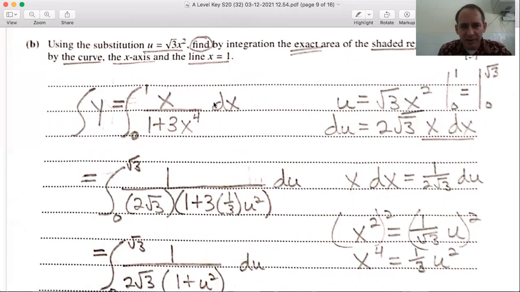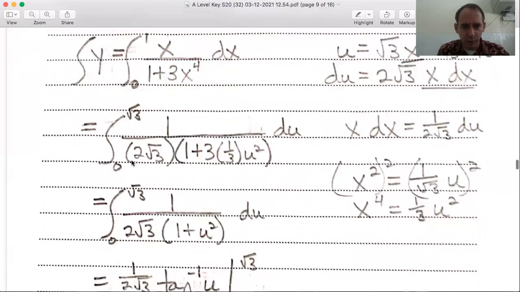So notice there is an x dx and we have an x dx. So we need to get that by itself. And so our x dx equals 1 over 2 root 3 du. So that's this part right here, 1 over 2 root 3 with the du on the outside.